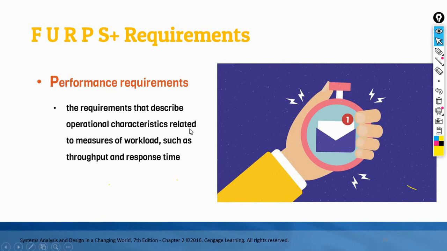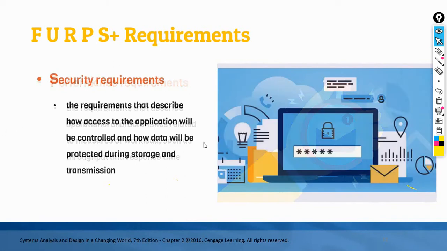That's for performance. And then security requirements describe how access to the application will be controlled and how data will be protected during storage and transmission. For example, the application might be password protected, or it might include encryption.